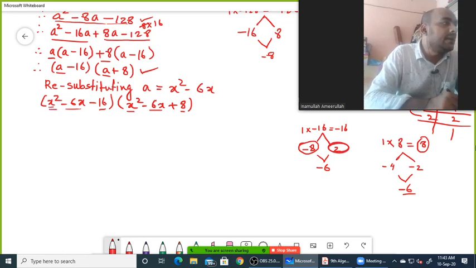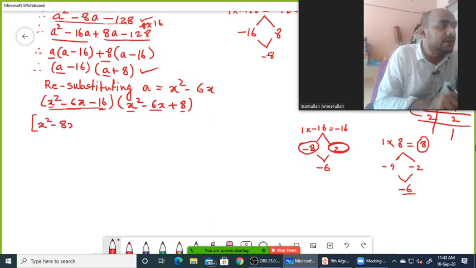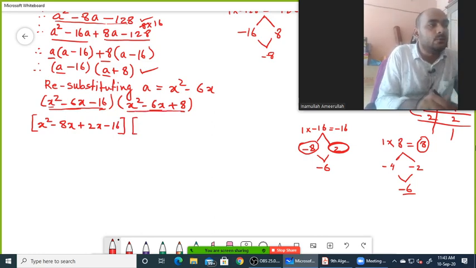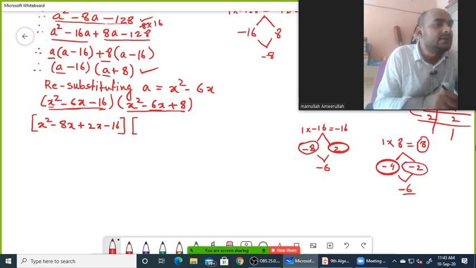For this bracket, we will substitute them here. So it can be taken as x square minus 8x plus 2x, and the last term is minus 16. In another bracket, it is x square minus 6x plus 8, whose linear factors are minus 4 and minus 2, which we can substitute in place of the middle term. So this will look like x square minus 4x minus 2x plus 8.